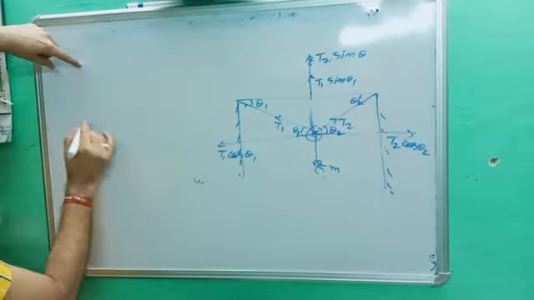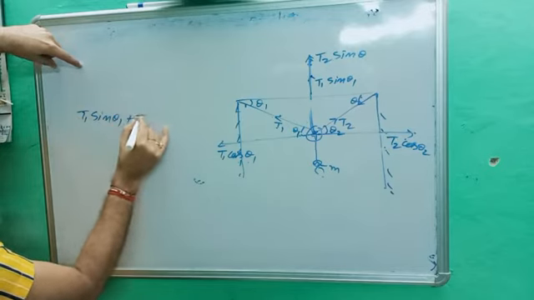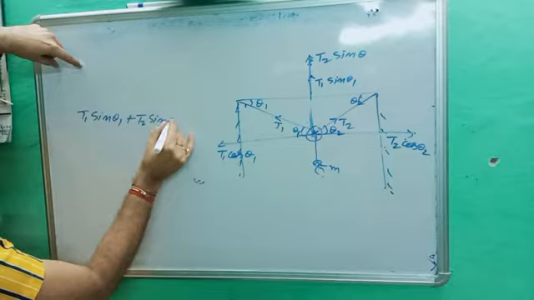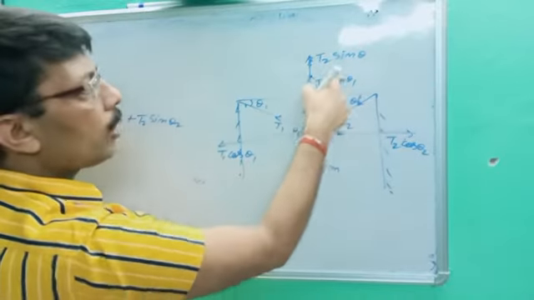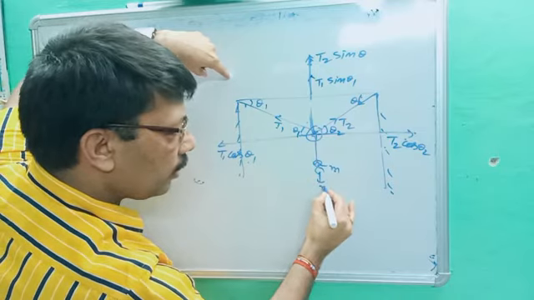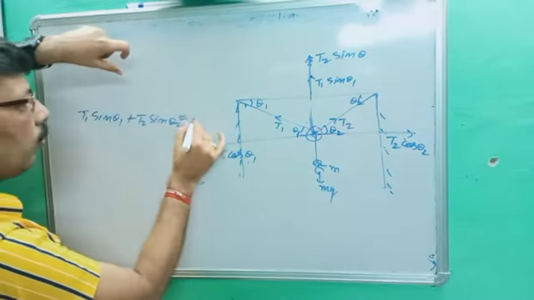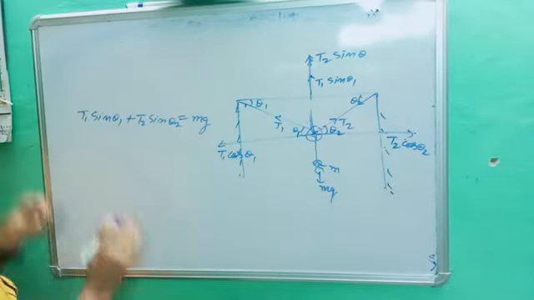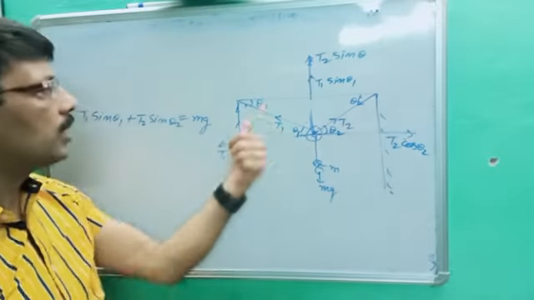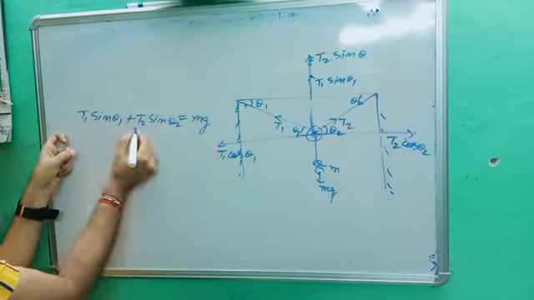In the first equation you can see both vectors are acting upward, so they will add. So your first equation becomes T1 sin theta 1 plus T2 sin theta 2 is equal to mass m and gravity g, so it becomes mg. This is the first equation. You see there, theta 1 is given, theta 2 is given, mass is given. Directly you can get T1 plus T2 equal to that much.